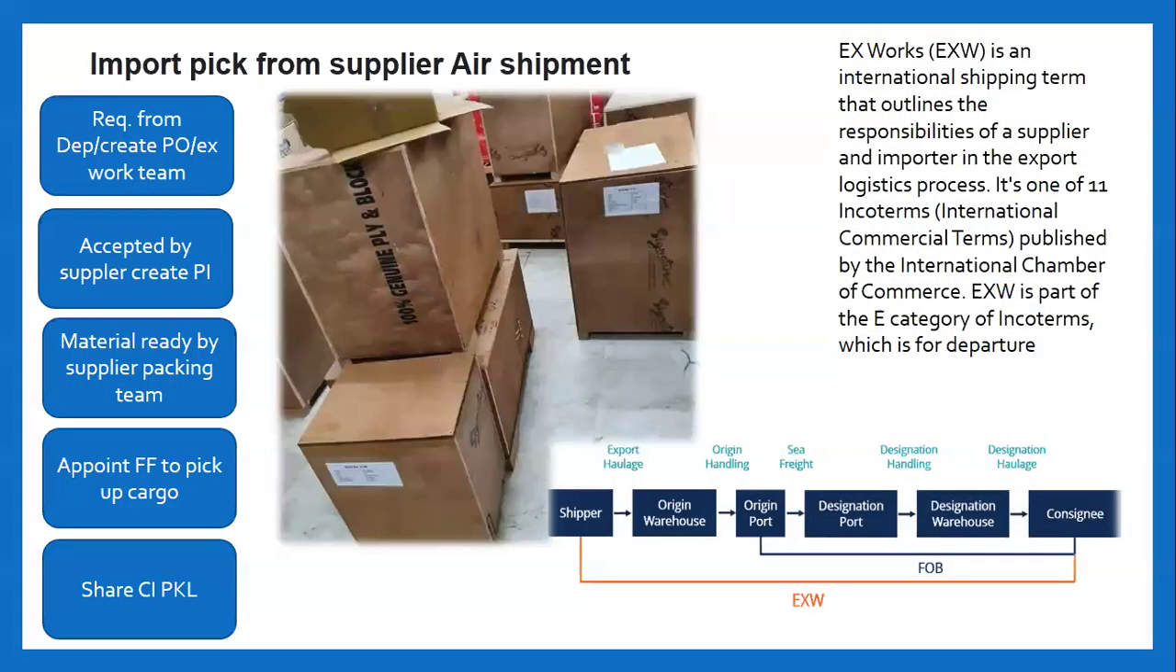And in the previous session we understood how imported goods are picked up from the supplier in an air shipment. We covered some points which you can see on the screen: the request received from the user department, and how logistics will execute this import request. So appointing the freight forwarders, when material is ready at the supplier end, the logistics team appoints the freight forwarder. This we covered in the previous session.